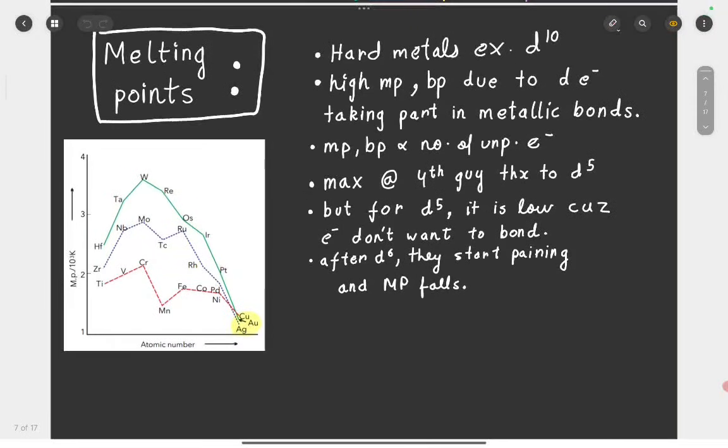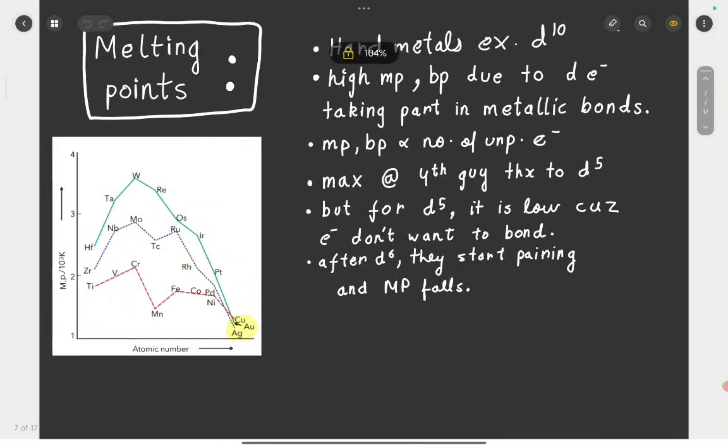Now, keep in mind melting points. They are the most important physical properties. So, all the transition elements are hard metals. Of course, with the exception of zinc, cadmium, and mercury, which have a d10 configuration and are called soft metals.